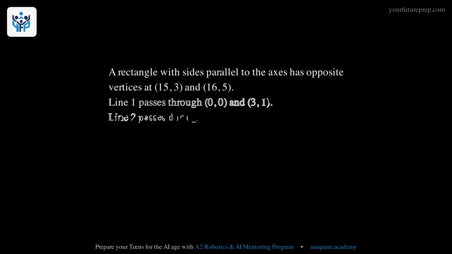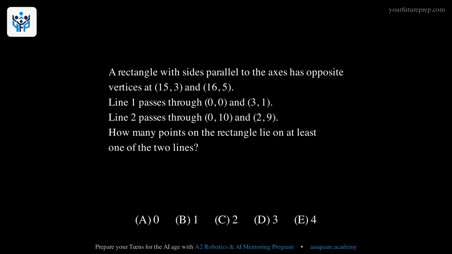A rectangle, with sides parallel to the x-axis and y-axis, has opposite vertices at (15, 3) and (16, 5). Line 1 passes through the origin (0, 0) and the point (3, 1). Line 2 passes through (0, 10) and (2, 9). How many points on the rectangle lie on at least one of the two lines?